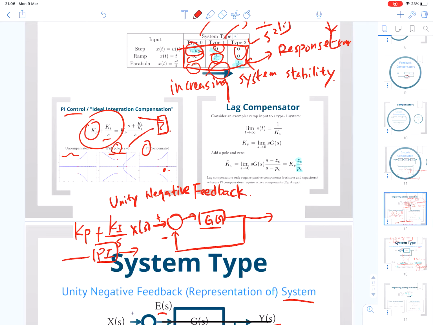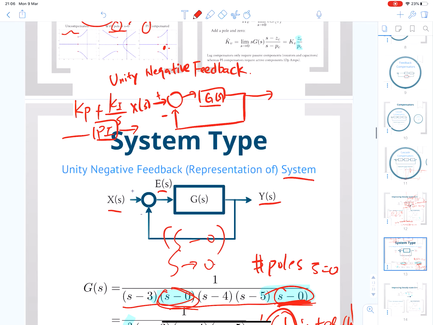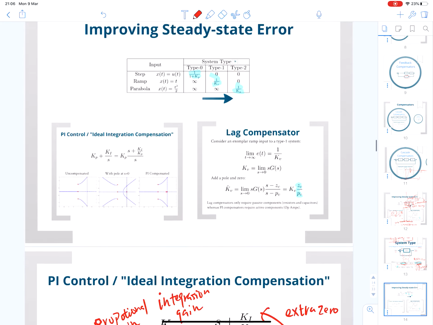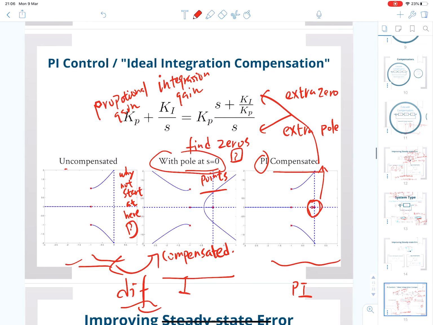So let's look at the lag compensator. For the system type, we have the unity negative feedback representation of the system. In this case it is system type 2, and let's say the PI control, integral compensation: Kp plus Ki divided by s equals Kp times (s plus Ki divided by Kp), divided by s.